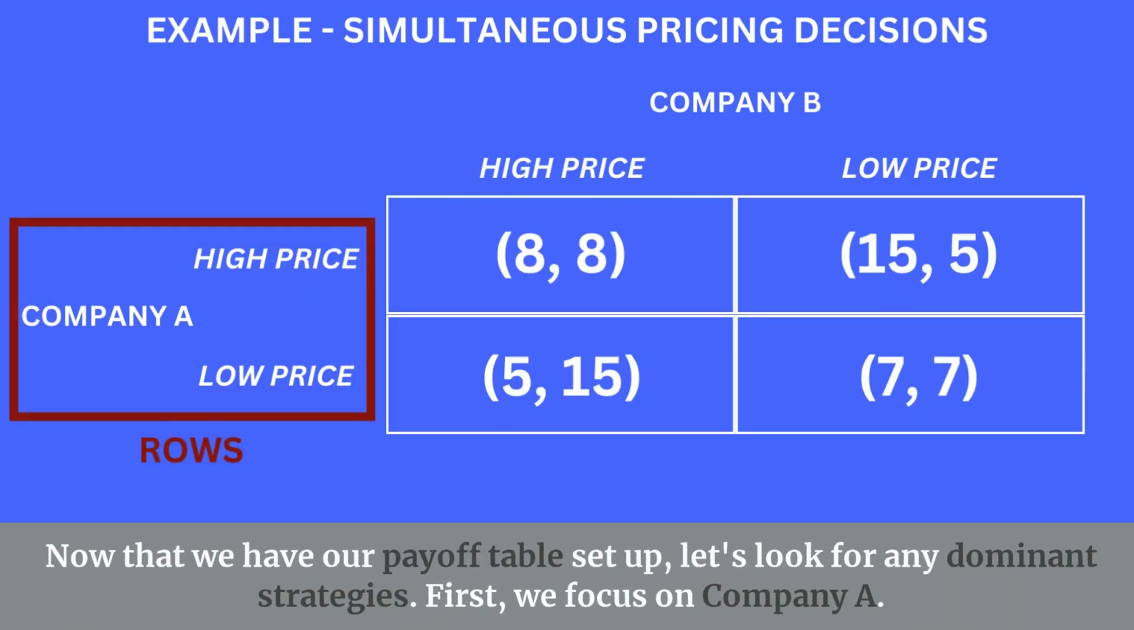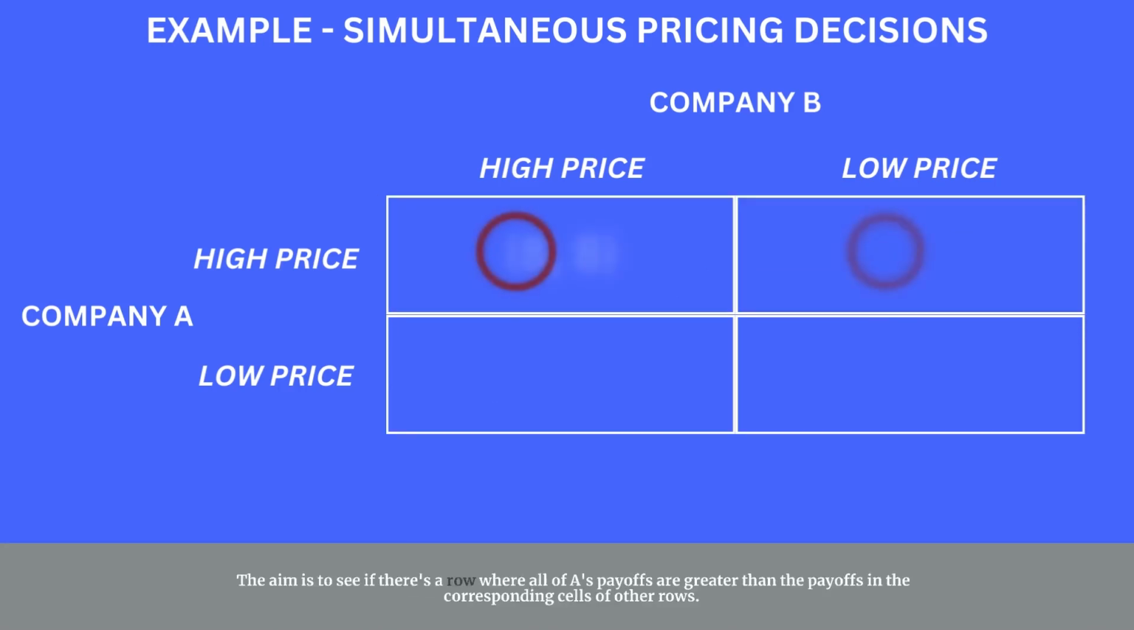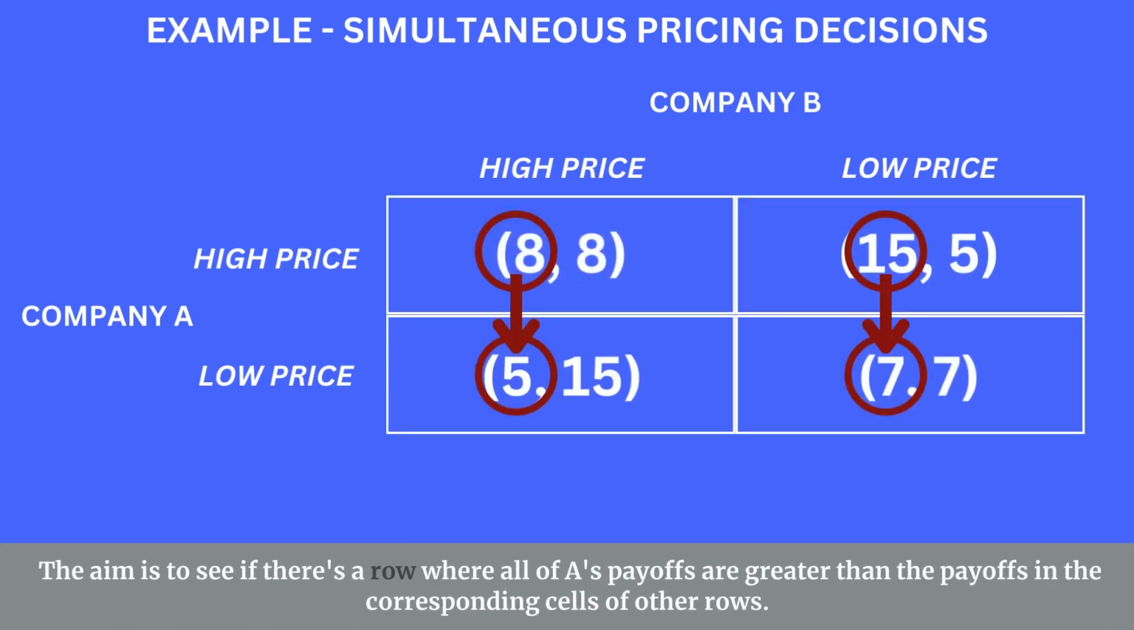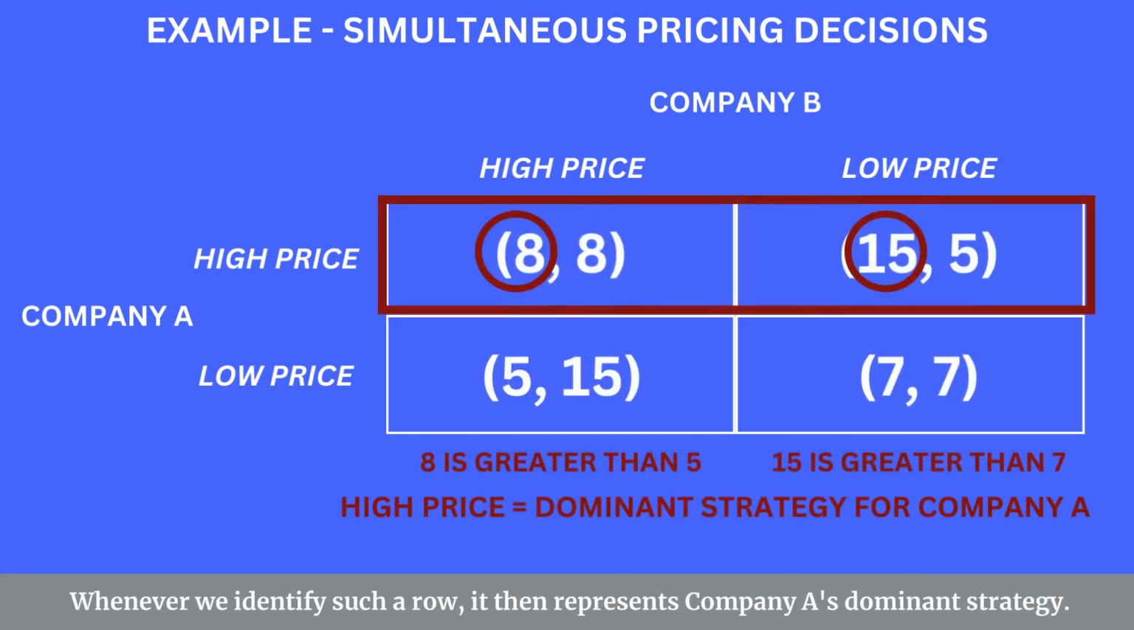Now that we have our payoff table set up, let's look for any dominant strategies. First, we focus on Company A. We compare the rows of the matrix, checking A's payoffs in one row against the other rows. The aim is to see if there's a row where all of A's payoffs are greater than the payoffs in the corresponding cells of other rows. Whenever we identify such a row, it then represents Company A's dominant strategy.